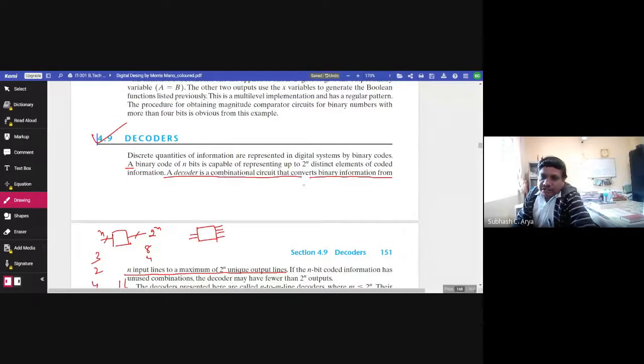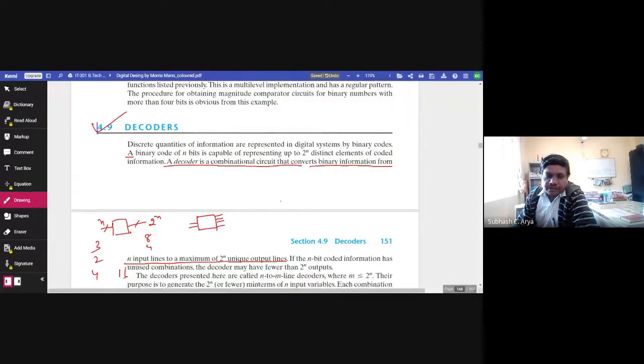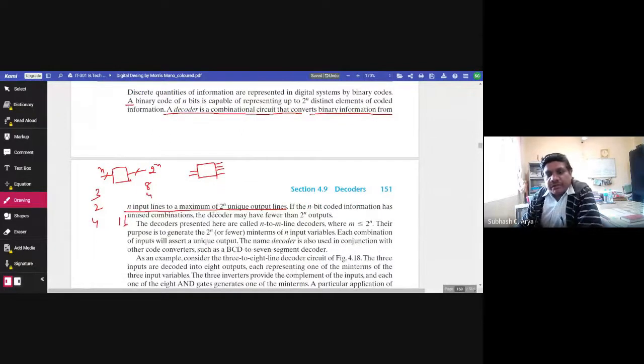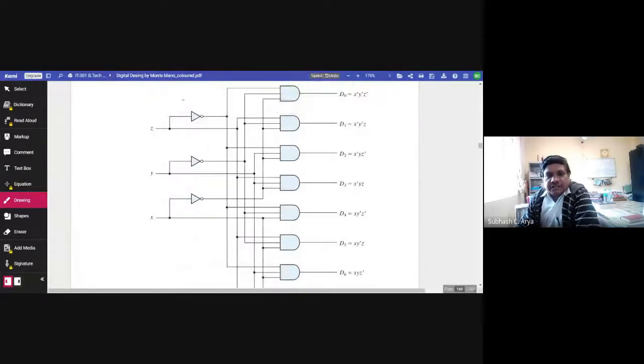A decoder is a combinational circuit that converts binary information from n input lines to a maximum of 2 to the power n unique output lines. It is a maximum, it may be less also. These outputs are all unique. If the n-bit coded information has unused combinations, the decoder may have fewer than 2 to the power n outputs. So this may be less also. Let us see this circuit.